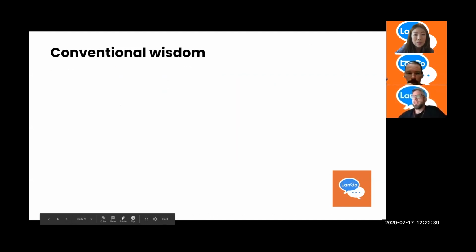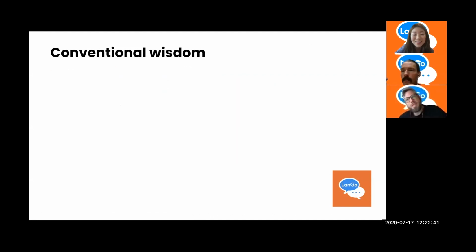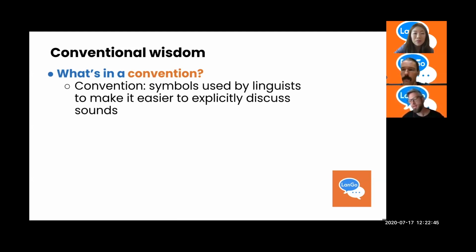Now, this podcast is called Conventional Wisdom because the IPA is one convention, meaning you could invent all of your own symbols, and if you defined them, that would be your convention. We use this convention because we know about it. I know about it, linguists in other countries know about it. Specifically, it's just symbols used by linguists to make it easier to explicitly discuss sounds through writing. Right? Without sending you a recording, I can tell you what the sound is like. IPA, International Phonetic Alphabet, is one convention.